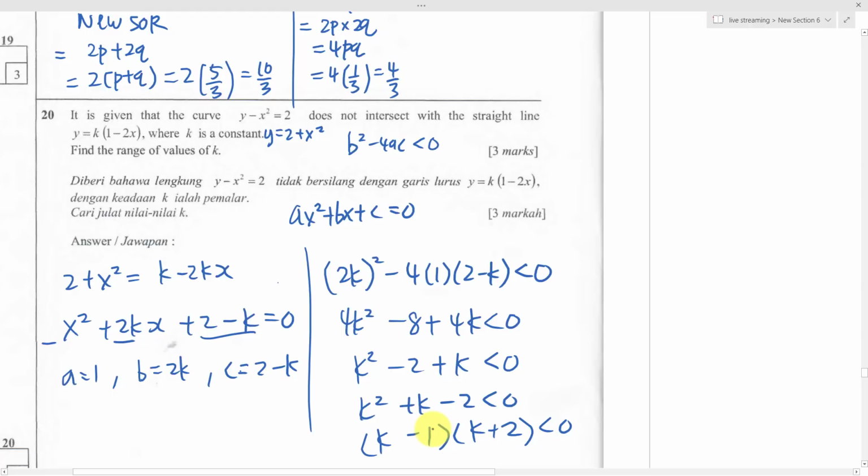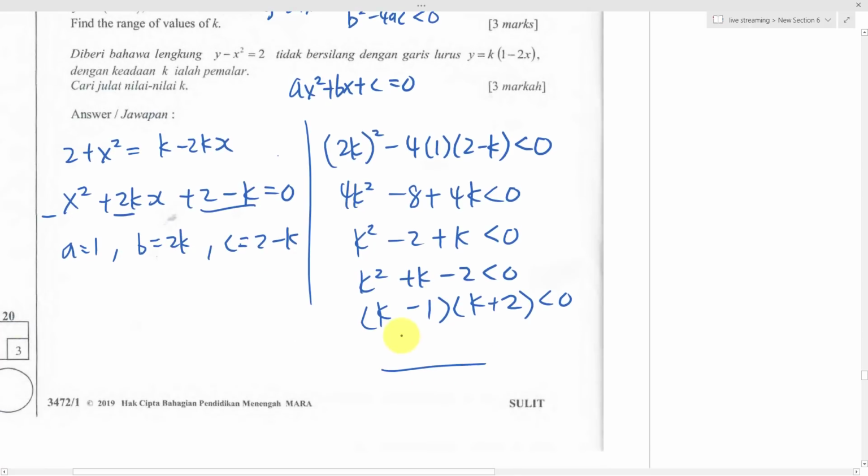Because this is less than 0, it should be between negative 2 and 1. So k should be between negative 2 and 1. This will be my final answer. This kind of question is not too hard as long as you know how to do it. Can you use less than or equal to? No, you cannot have the equal sign, because if it equals 0, it will intersect at 1 point. Does not intersect means it must be less than 0.